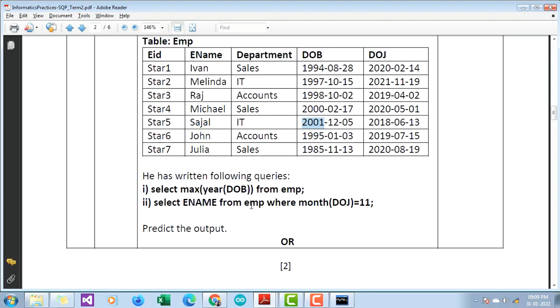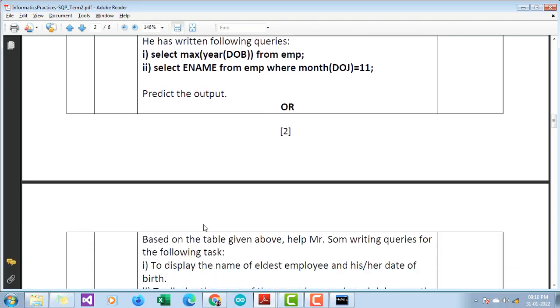Select E name from EMP where month(DOJ) is equal to 11. This will extract the month from the DOJ column, which is the date of joining, and check whether the month is 11. In the case of Melinda, this is the row where the month is equal to 11, and if only E name is printed, Melinda will be your output.